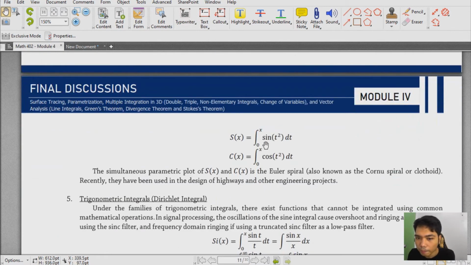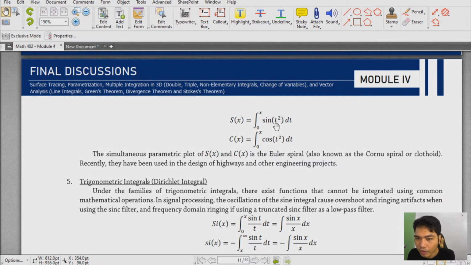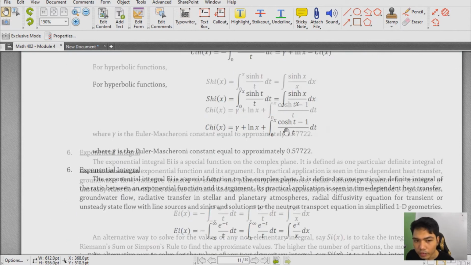So ito lang yun. The Fresnel Integral states that if you have the integral of sine of t squared dt, so imagine nyo, integrate nyo yung sine of x squared or cosine of x squared, hindi nyo siya ma-integrate. So we usually represent that as S of x and then C of x na lang. Pag ganon, just leave it like that. And then I think we're done with the last two.